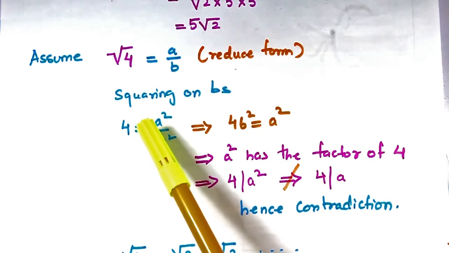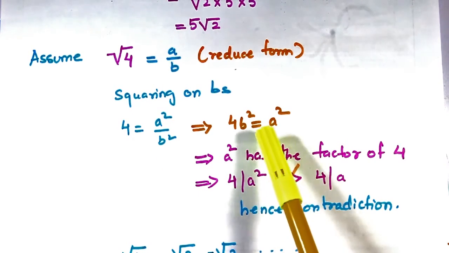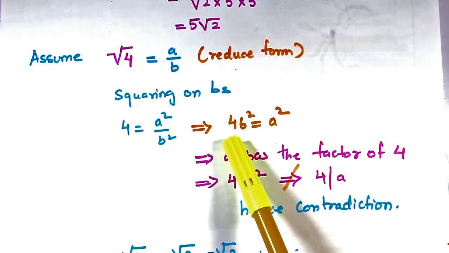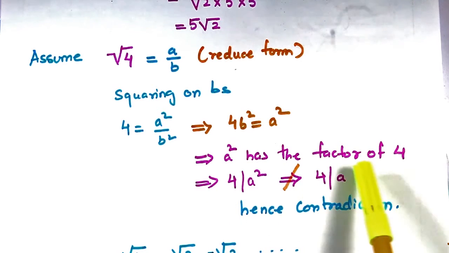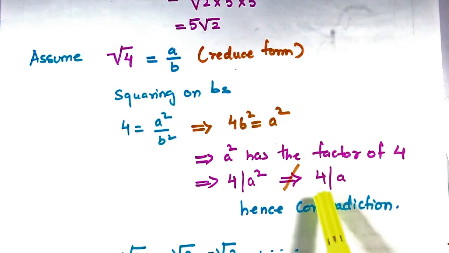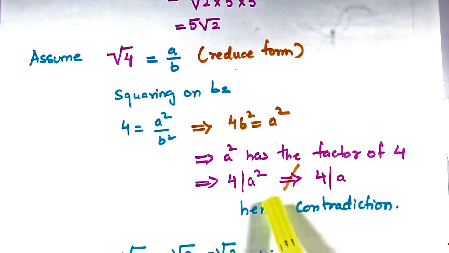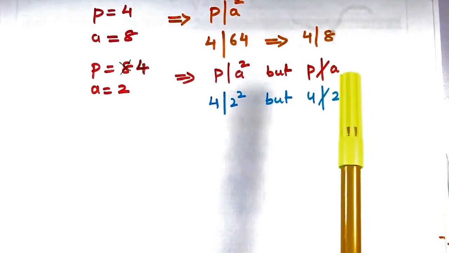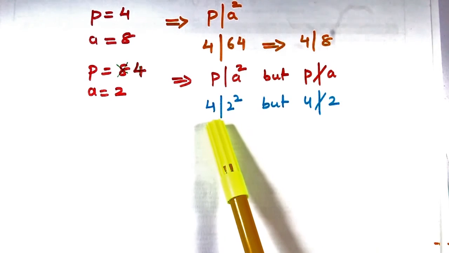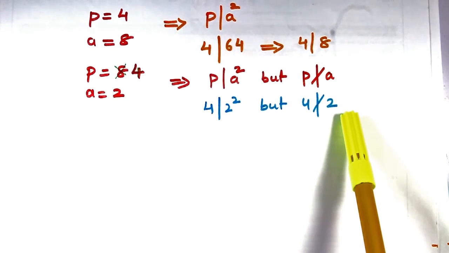Now we are squaring on both sides. The same method we are applying over here. We are getting 4b squared is equal to a squared. That is, a squared has a factor equal to 4. That means 4 divides a squared implies 4 divides a. That is a mistake that most people make. If 4 is dividing a squared, that does not imply 4 divides a. As in this case, we have already seen that 4 divides 2 squared, but that does not imply 4 divides 2.